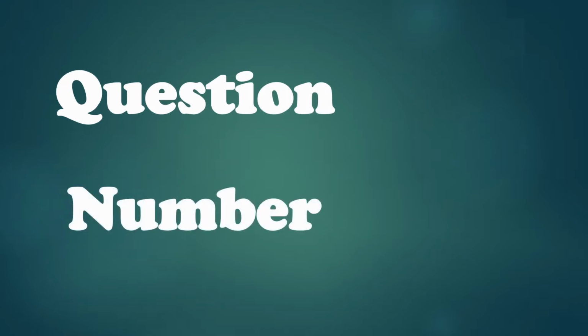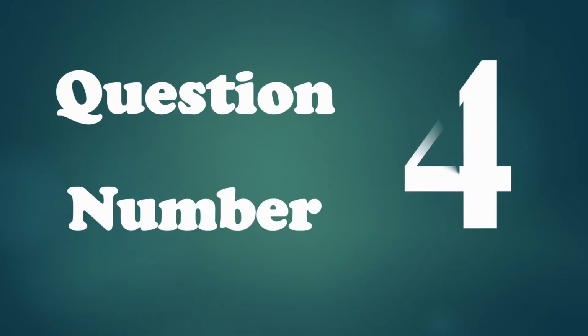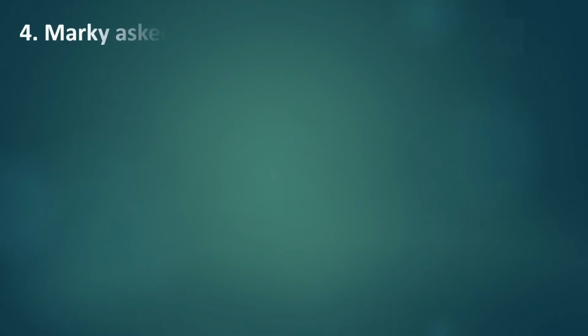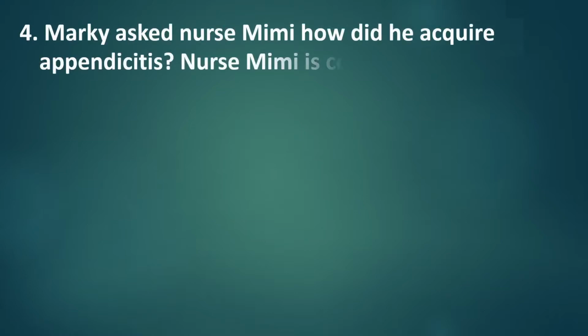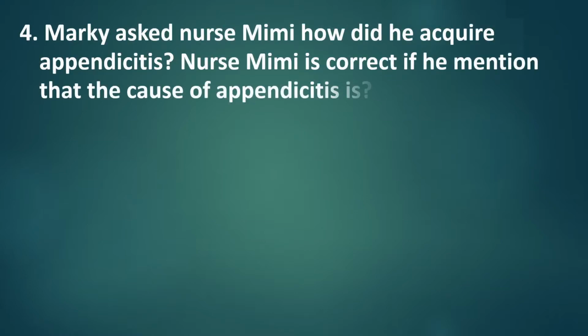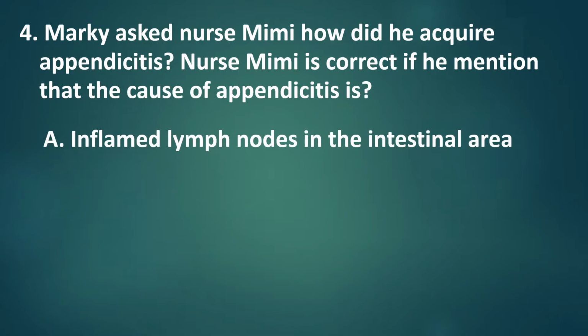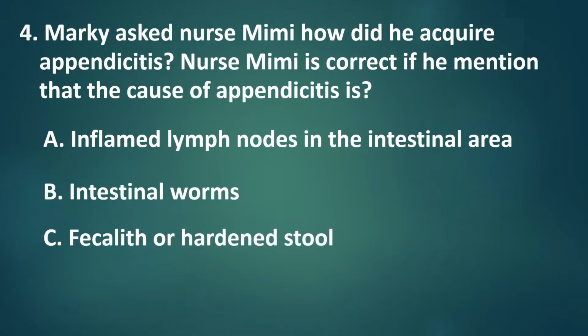Question number 4. Marky asked Nurse Mimi how did he acquire appendicitis. Nurse Mimi is correct if she mentions that the cause of appendicitis is A. Inflamed lymph nodes in the intestinal area. B. Intestinal worms. C. Fecalith or hardened stool. D. All of the above.